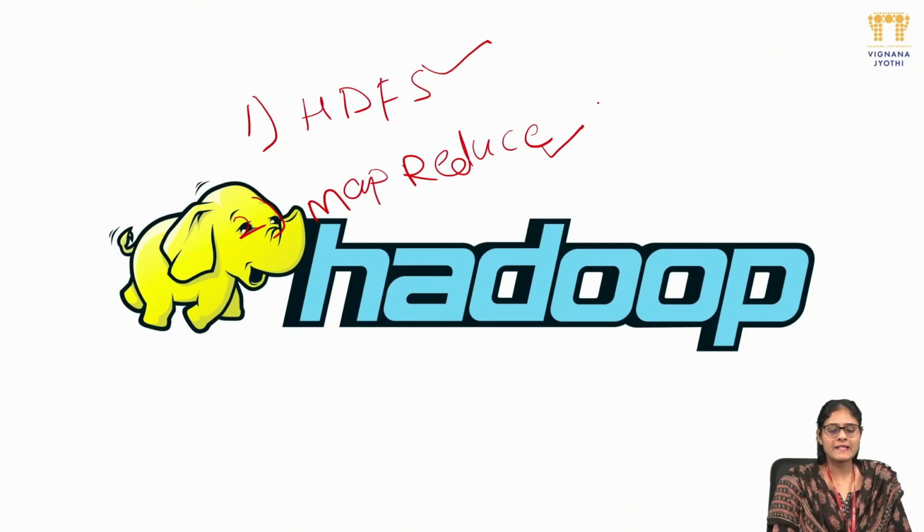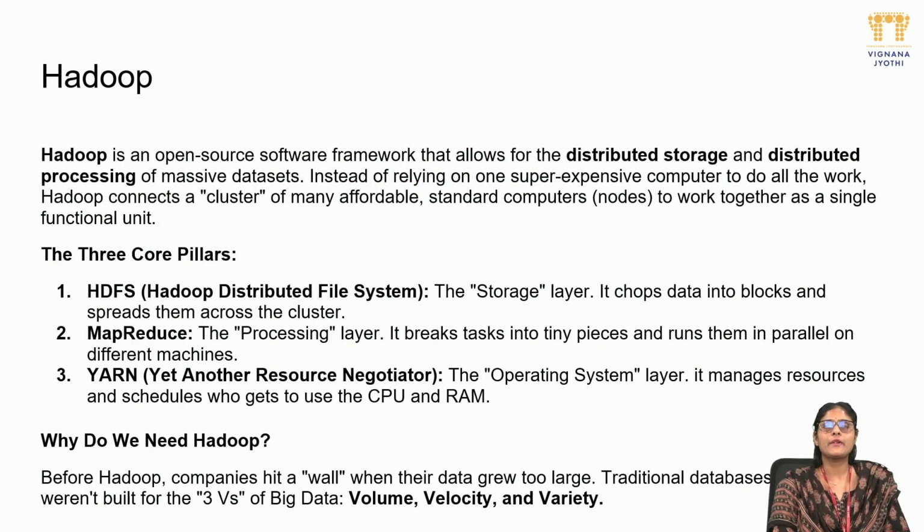So, what is Hadoop? Hadoop is an open source framework that allows the distributed storage and distributed processing of massive data sets. The large amount of data is stored and processed using Hadoop. Hadoop is an open source software framework that allows distributed storage and processing of massive data sets.